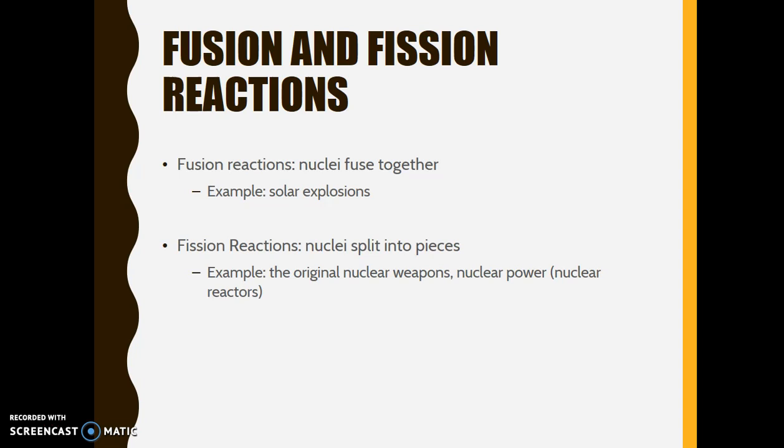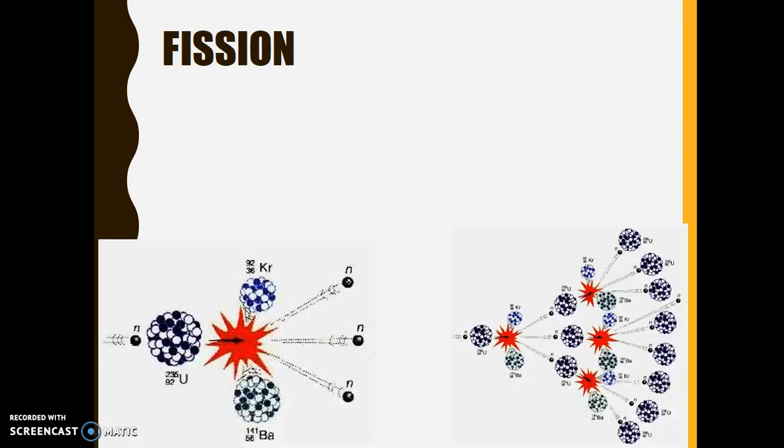So fusion reaction, this is when a nucleus will fuse together with another nucleus. This occurs in solar explosions and stars when they're close to the end of their lifespan. Fission reaction is when a nucleus will split into pieces. Some examples of that: this is occurring in nuclear weaponry, and nuclear power plants as well, to create electricity.